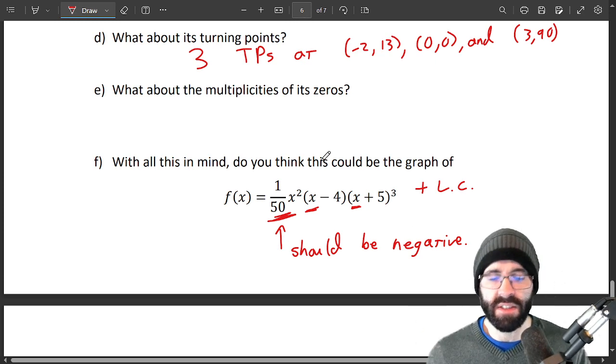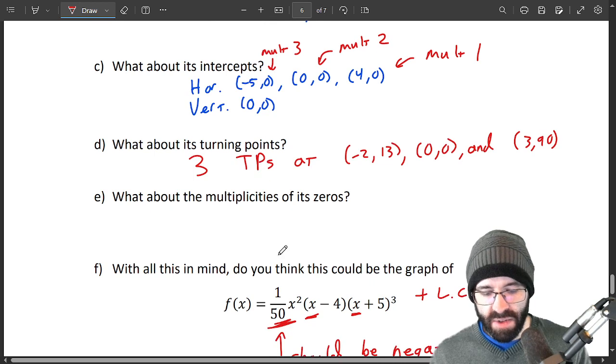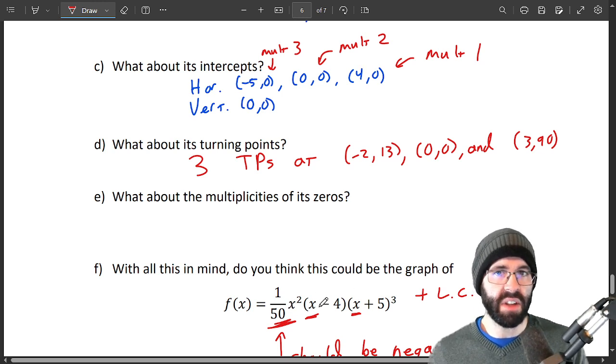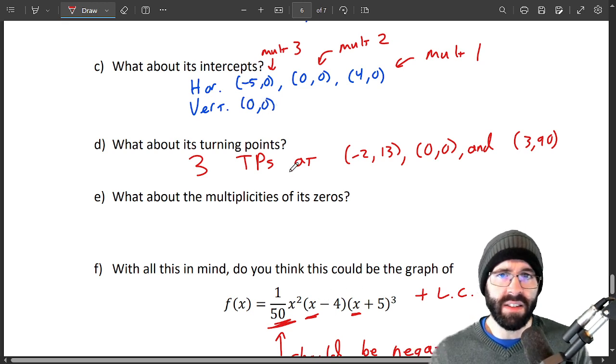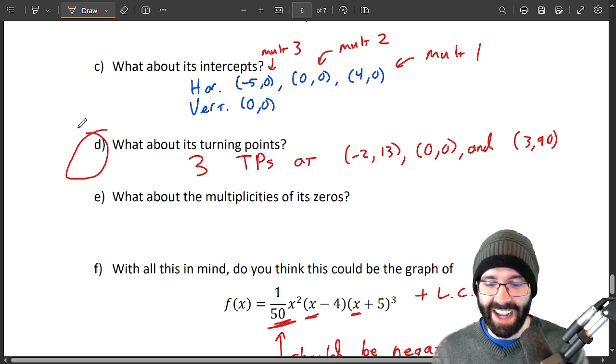So let's check the other things. Do the other things check out? Intercepts, does it have the right intercepts? An input of -5? Yeah, an input of -5 makes the whole thing 0. An input of 0? Yep, makes the whole thing 0. An input of 4? Yep, makes the whole thing 0. Good. And yeah, when the input's 0, the output's also 0. So yeah, it checks out, it has the right intercepts. Turning points? We can't really do that yet. That's calculus. We can check D once we get into calculus.